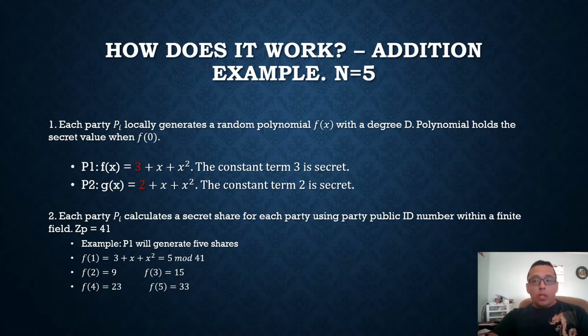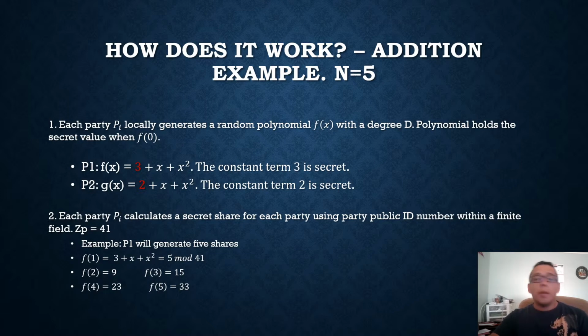Okay, how does it work? Here is the example. I want to describe it with a comprehensive example with 5 parties. That's why n is 5. Now each party, like I said at the beginning, locally generates a random polynomial, let's say f with a degree d, and the polynomial holds the secret value.